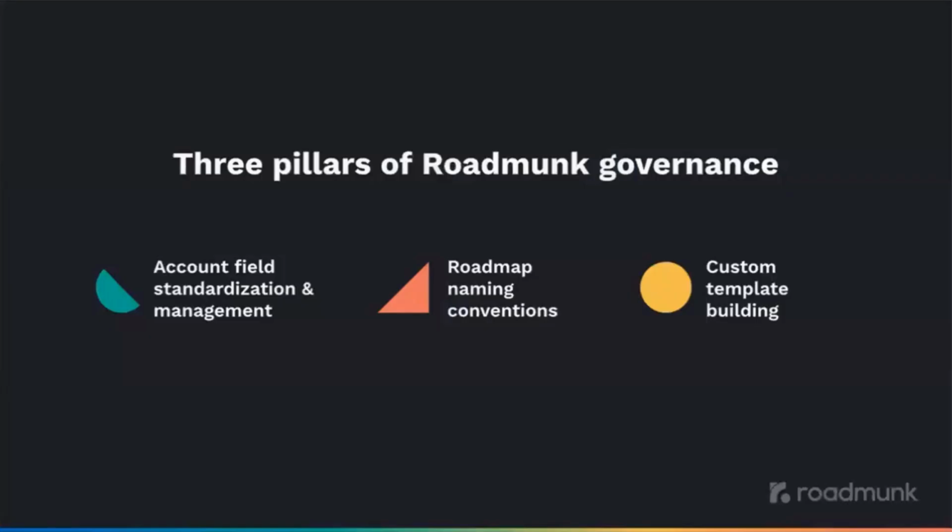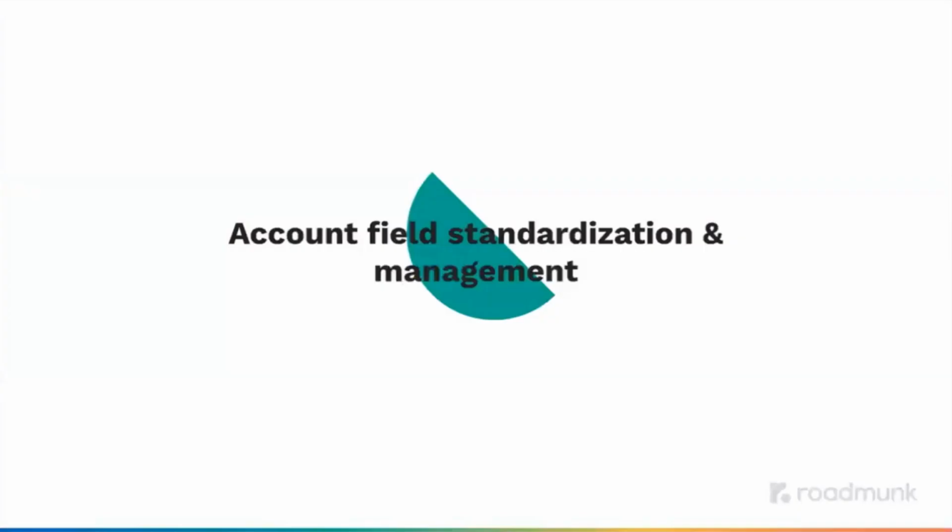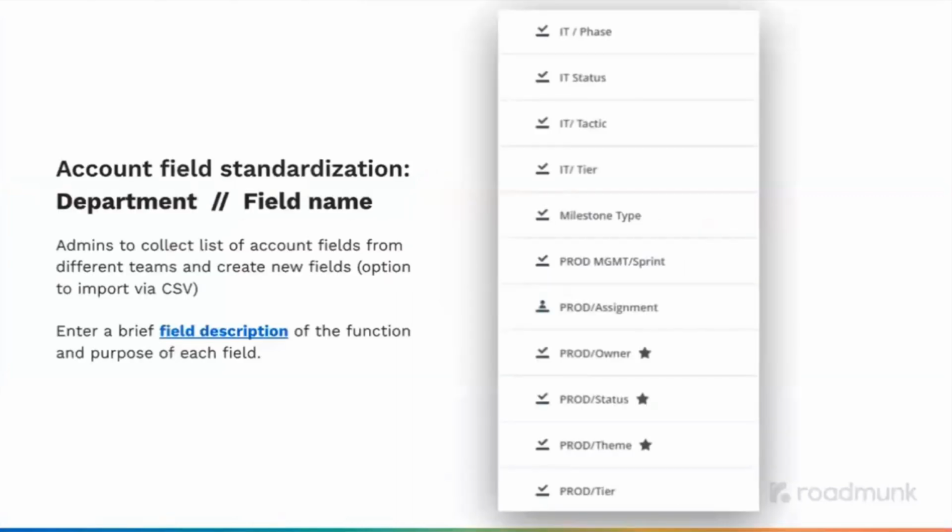So with that said, I'm going to go into some detail on the three pillars of Roadmunk governance. So firstly, we're going to talk about account field standardization and management. So this is a really important process to do within your account. And it perhaps is one of the most important things that I highly recommend you actually do at the beginning to ensure that your team are using those standardized fields within the account.